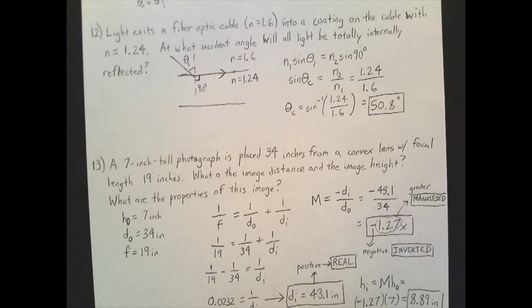And then we can use the fact that the image distance is positive to know that it's real. We use the fact that our magnification is negative to say that it's inverted, and the fact that the value of the magnification is bigger than 1 to tell us that it is magnified.